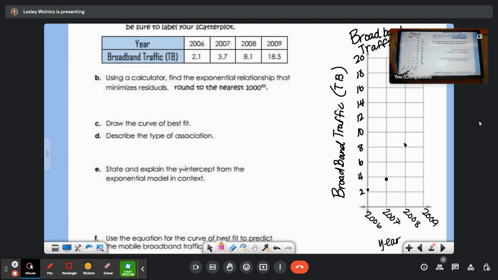I'm going to put 2006 in as year 0. 2007 is going to be year 1. 2008 is going to be 2. And 2009 is going to be 3. And that will give us a much better graph if we use these pink numbers instead of the actual year. So again, this is going to be 0, 1, 2, and 3. All right, let's put them in the calculator.